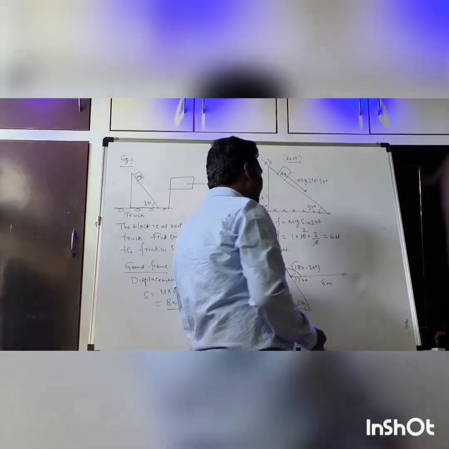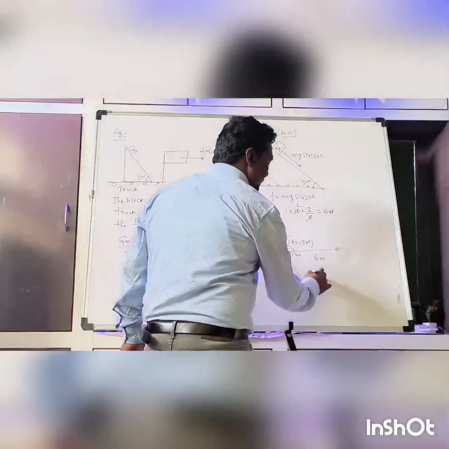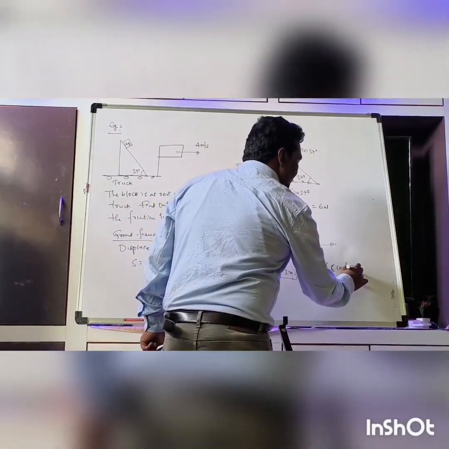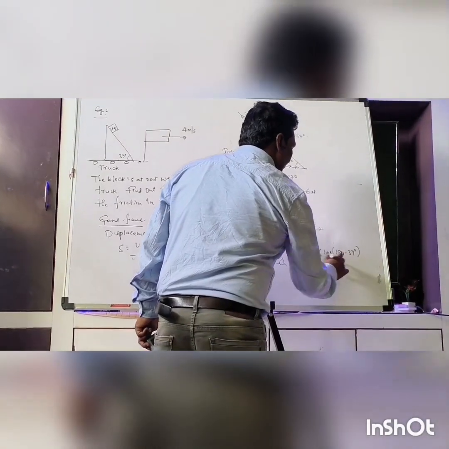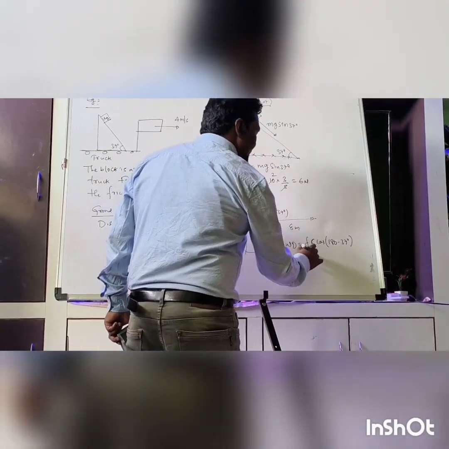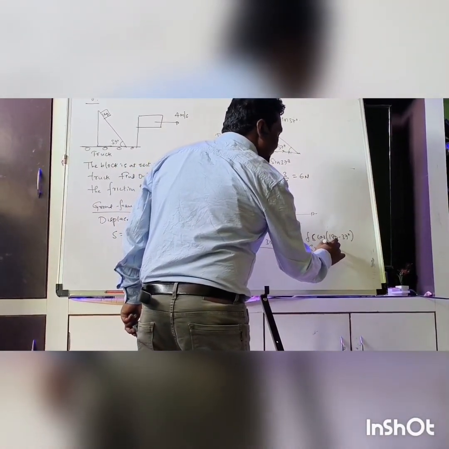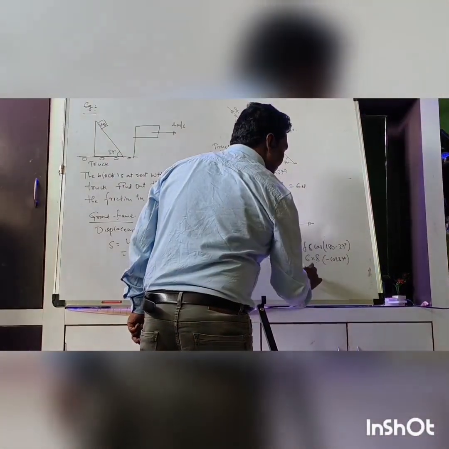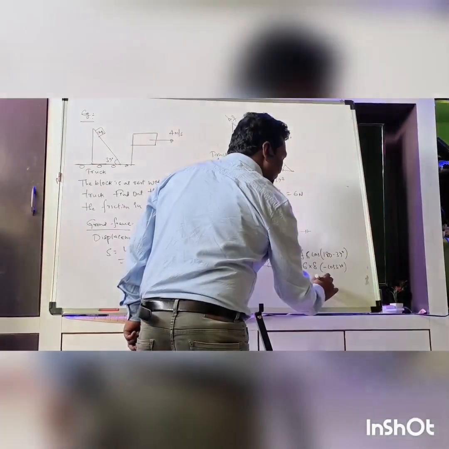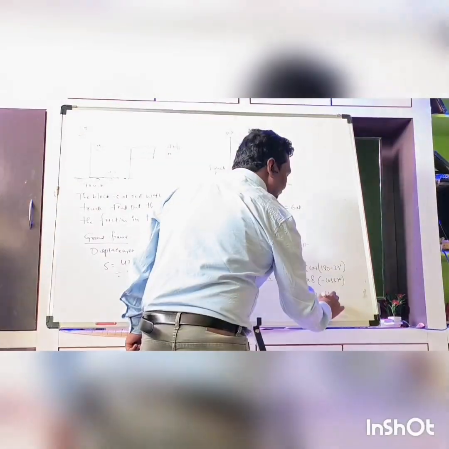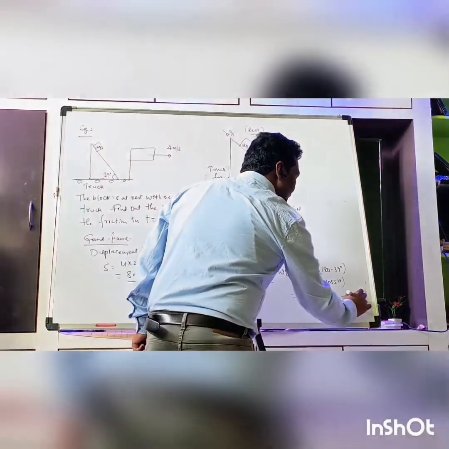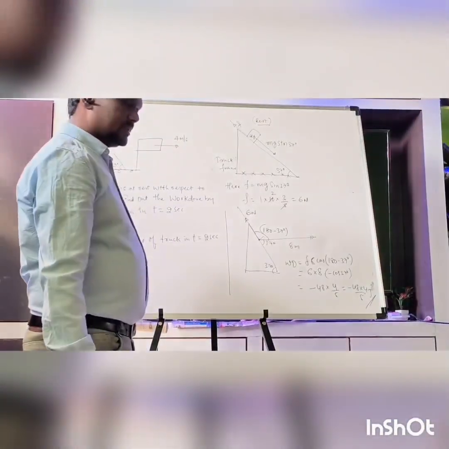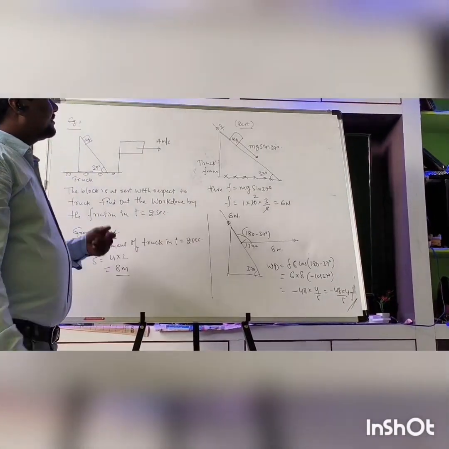So work done is equal to, apply the formula, Fs cos theta, cos of 180 minus 37. F is 6, displacement is 8, cos of 180 minus 37 is minus cos 37. So minus 48, and cos 37 is 4 by 5. So minus 48 into 4 by 5 joule. Joule is the SI unit of work.